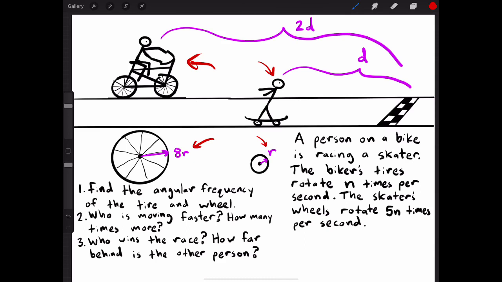All right. So for part 1, it says find the angular frequency of the tire and the wheel while they're spinning. Number 2 is who is moving faster and how many times greater. And number 3, who wins the race? How far behind is the other person? All right, I want you to pause it on this screen, and I'll let you give it a try.